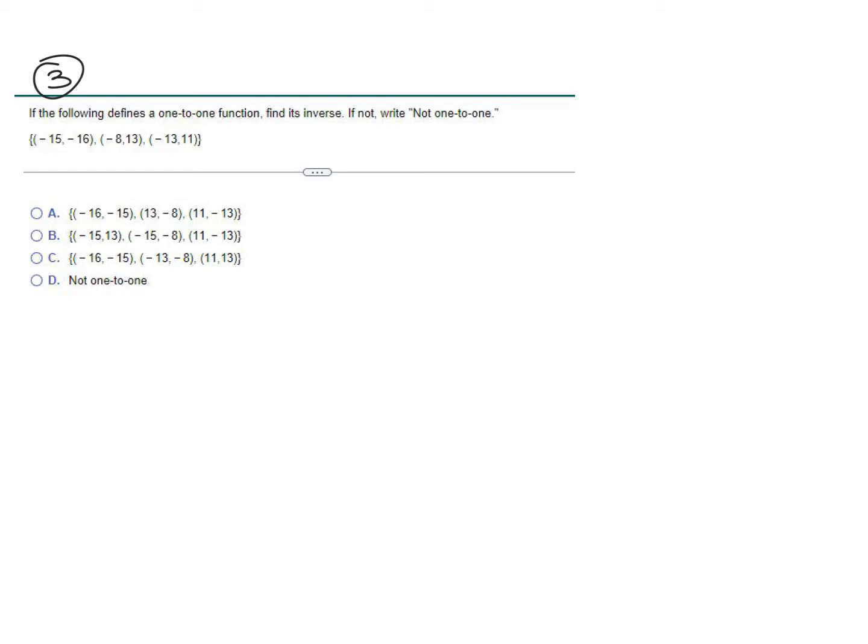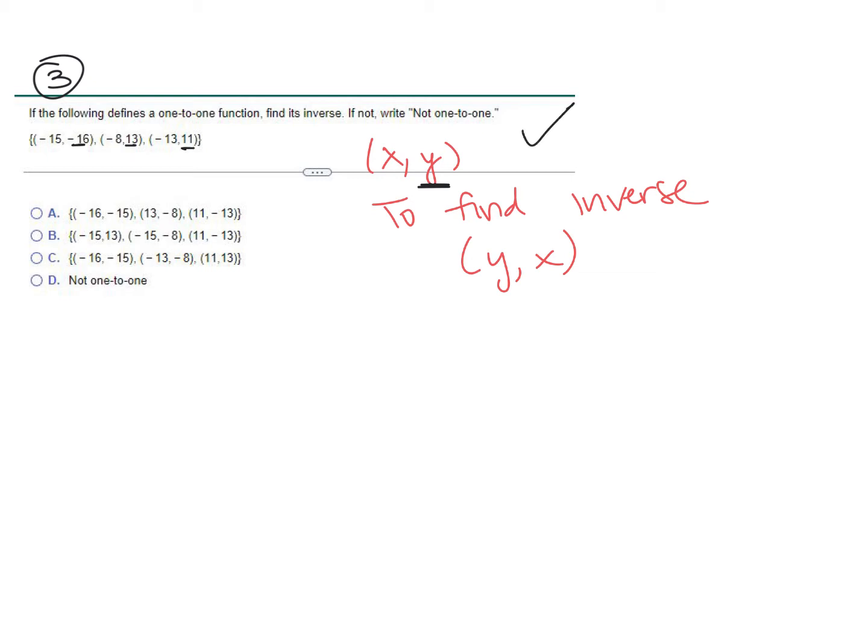So I completely understand. Just a reminder that if you have x comma y, to find the inverse, you just change the ordered pairs to y comma x. It is not 1-to-1 if on the original the y's repeat. So I have negative 16, 13, and 11. So we're good. That just means that there does exist an inverse. And then I would just take these ordered pairs and change the order of them. So this is x, y. I'm going to change it to y comma x. So I just take the ordered pairs and I go like this. That's it. And when I do that, this is what it would look like.